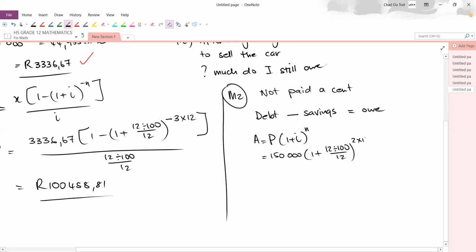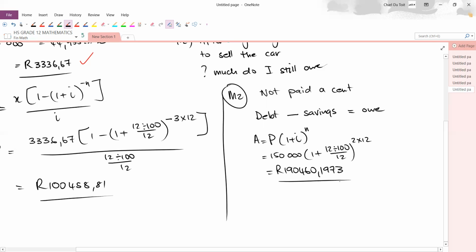So that is 2 times 12. If I put that in my calculator, I get 150,000 times 1 plus 12 over 1200, to the power of 24. Oh, I've got a problem here. I typed in the wrong value. Is it 190,000 Rand? Yes. I'm not going to round off because it's not a question.